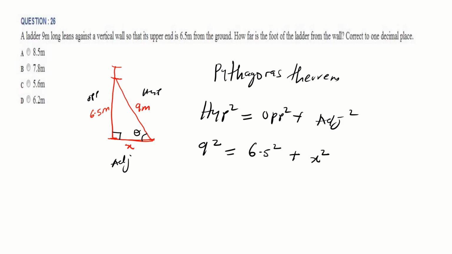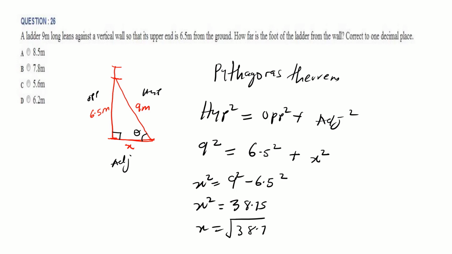So we simply collect like terms here and we solve this normally. So x square is going to be 9 square minus 6.5 square. So here we have x square equals, and this is 9. You can write that straight away. So that is 9 square, which is 81, minus 6.5 squared, and that is 38.75. So look for x now, we take the square root of 38.75, and that's going to be 6.2. So we are correcting to 1 decimal place, that is 6.2 meters. That is option D.